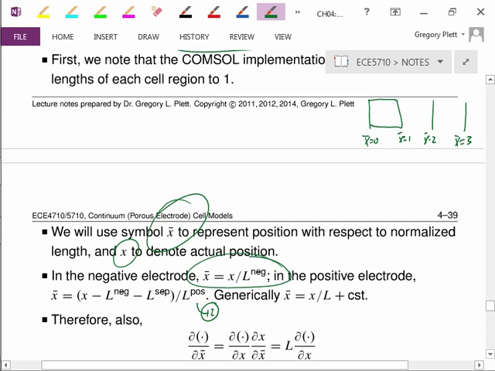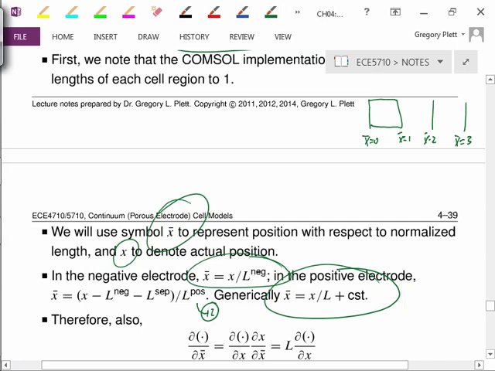Thankfully, x doesn't ever appear as an absolute number in our equations. It occurs only as a derivative, and so any constant I add really doesn't matter because the derivative of a constant goes away. So generically, no matter how I describe it here, x bar is going to be x divided by the length of that region plus some constant.